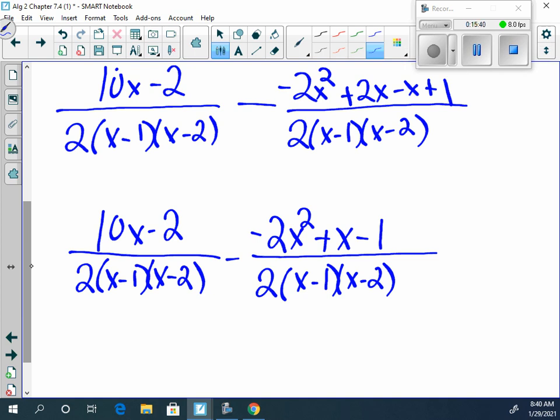We haven't changed the signs yet. It just worked out that the x became positive because 2x minus x.